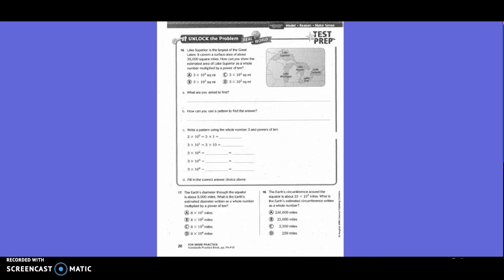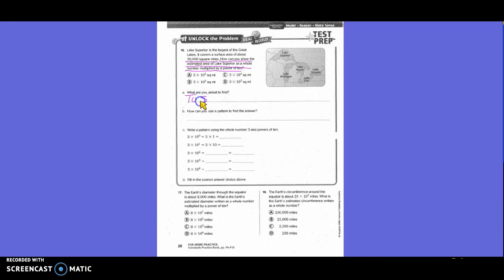Unlock the problem. Lake Superior is the largest of the Great Lakes. It covers a surface area of about 30,000 square miles. How can you show the estimated area of Lake Superior as a whole number multiplied by a power of 10? So what do we need to underline for our information? 30,000 square miles, right? And then how can you show the estimated area of Lake Superior as a whole number multiplied by a power of 10? So what are we asked to find?